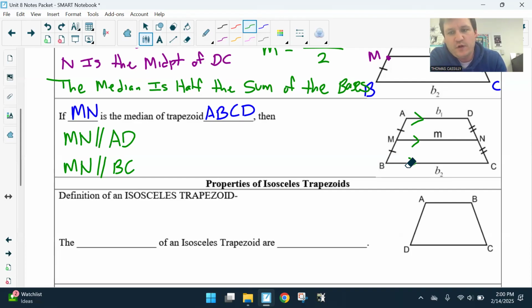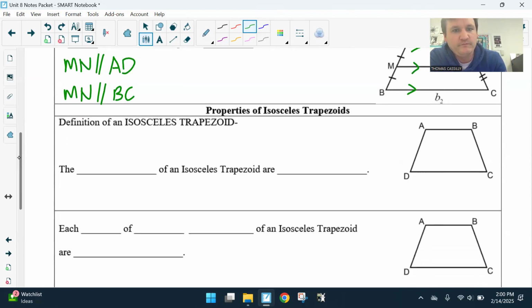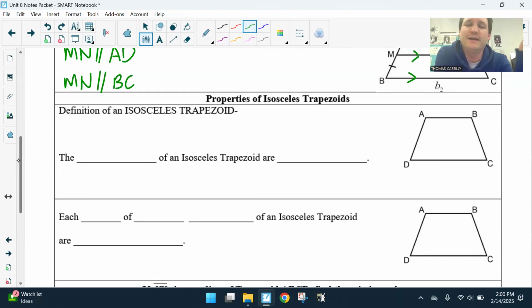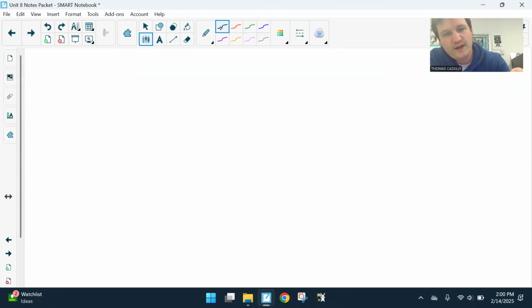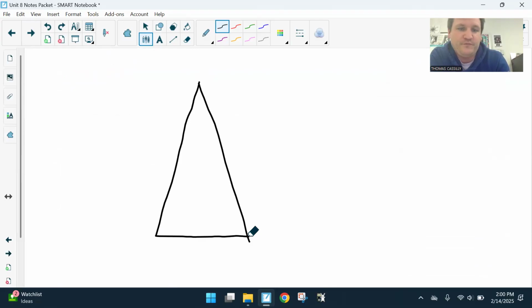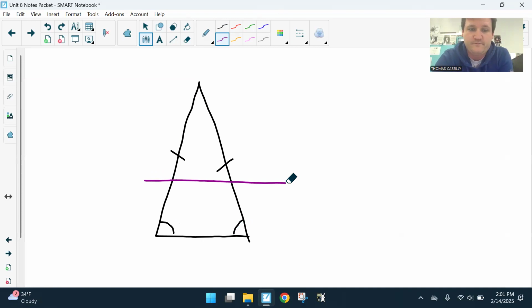All right. So let's move on to an isosceles trapezoid here. If I think about isosceles, where have we heard that word before? We've had isosceles triangles. What was an isosceles triangle? An isosceles triangle was just a triangle where two sides were the same and we called these base angles, remember? The two base angles were the same. So here's what I'm going to do. I am going to take a line that is parallel to the base. So these two lines are parallel.